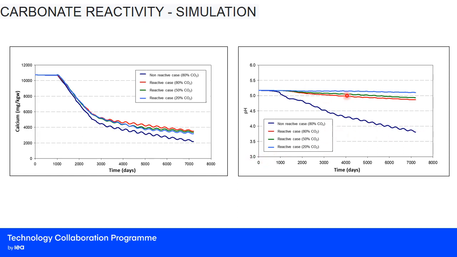For the reactive scenarios, we have a difference when compared to the calcium concentrations. For the pH, the biggest values are observed for the case with 20% of CO2 in the injected water. It means that we have a competition between reactivity and the lowering of pH due to the CO2 passage. So we have higher pH for smaller amounts of CO2 and smaller pH for higher amounts of CO2. And that's why we have smaller values of pH in the red curve.